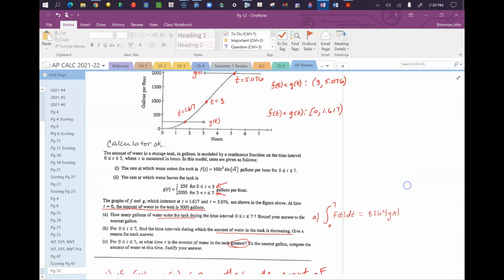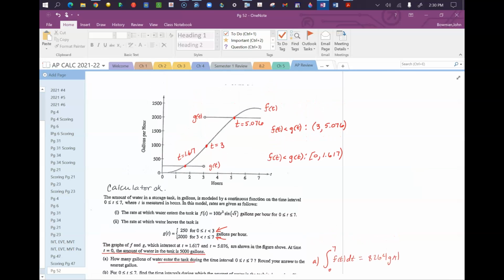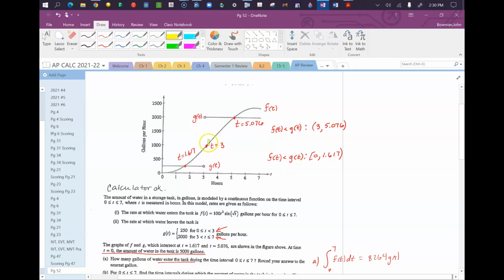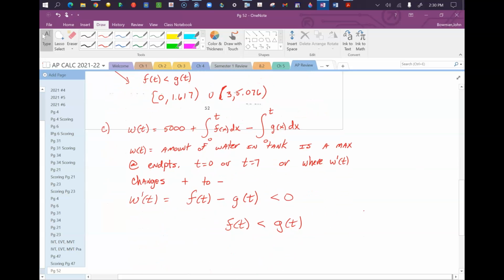So we go up here and take a look at that, and remember, it's where f of t is changing from greater than g of t to less than g of t. So excluding the endpoints, that's going to happen at t equal 3, because from t equal 3 on up to t equal 5.076, f of t is less than g of t, so f of t minus g of t is going to be negative, or W prime of t is going to change from positive to negative.